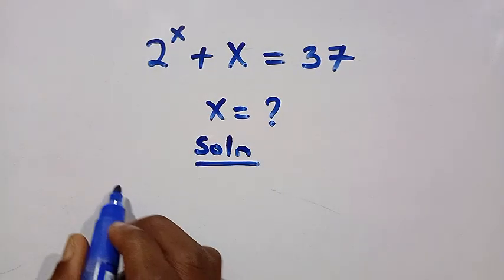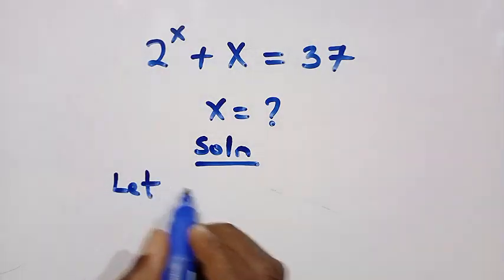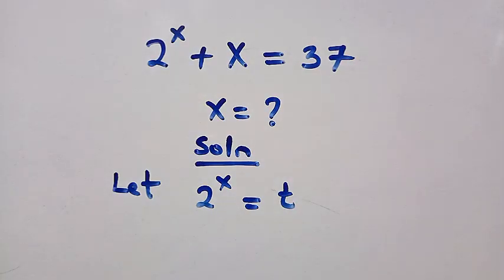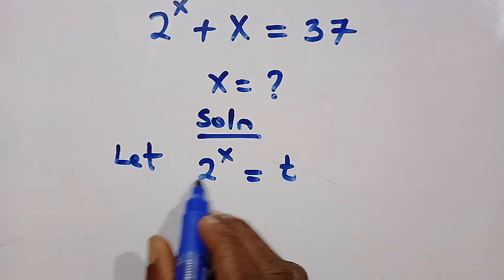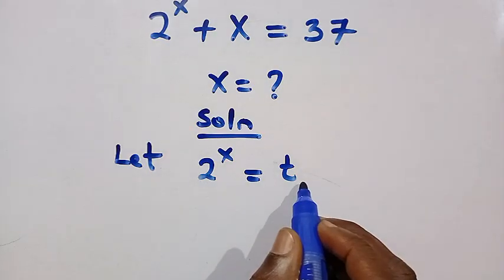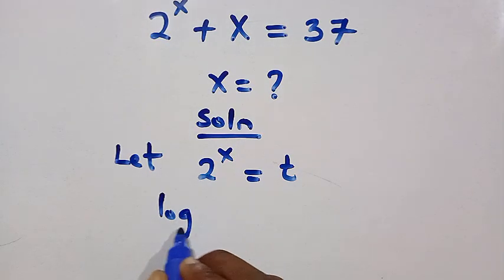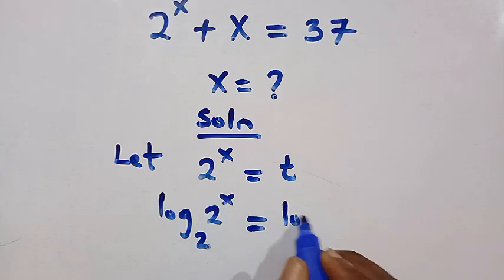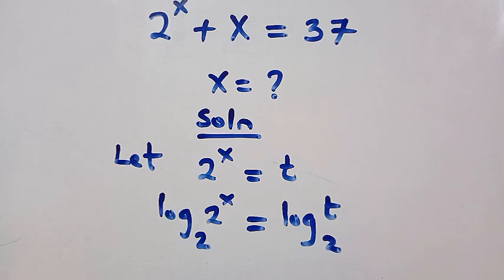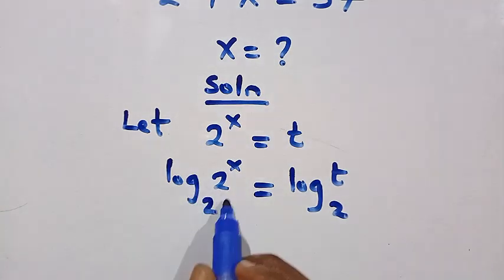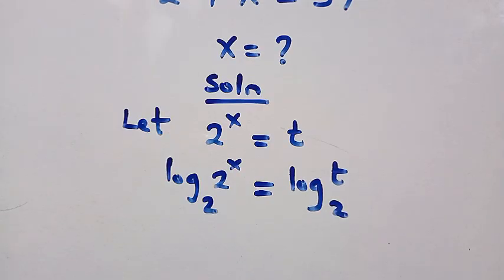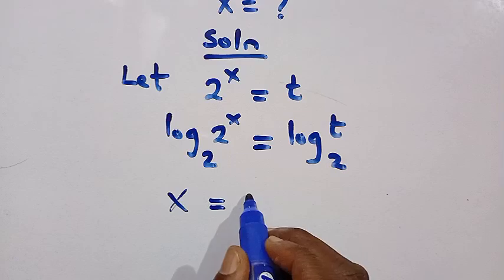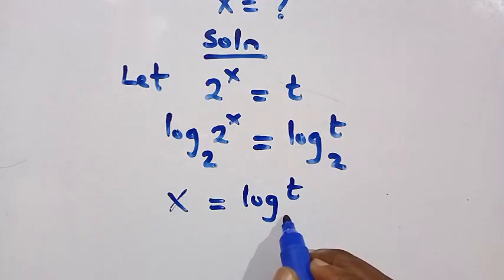Here we have 2^x. Suppose I let 2^x = t. Then when I introduce a logarithm on both sides, let's say log base 2, we have log base 2 of 2^x equals log base 2 of t. And for the left side, log base 2 of 2^x becomes x, because log of the same base equals 1, and everything equals log base 2 of t.